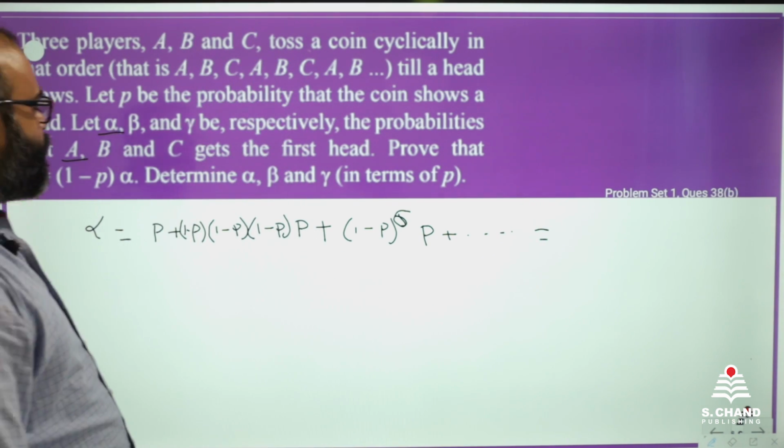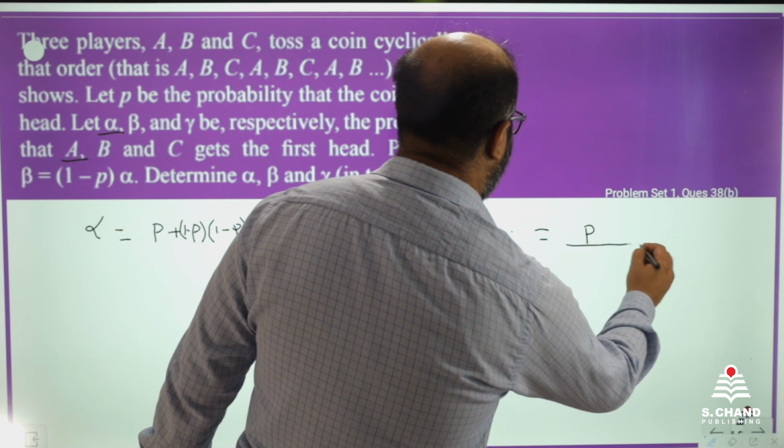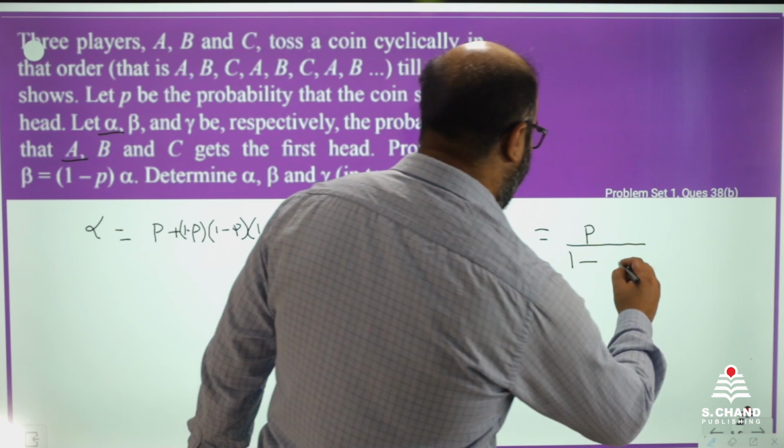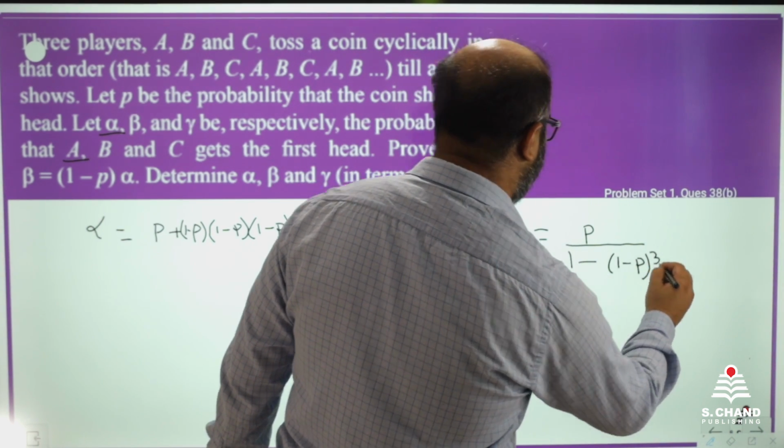Now this first term is P, by 1 minus R. The common ratio is (1 minus P) cube. So alpha is P by 1 minus (1 minus P) cube, we will write it like this.